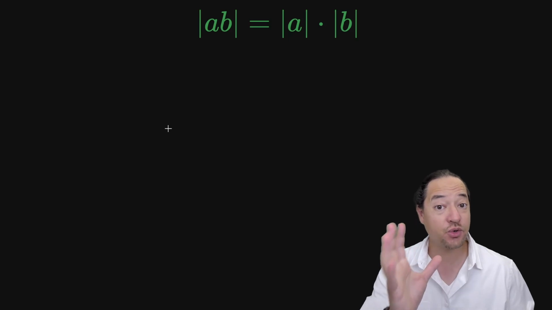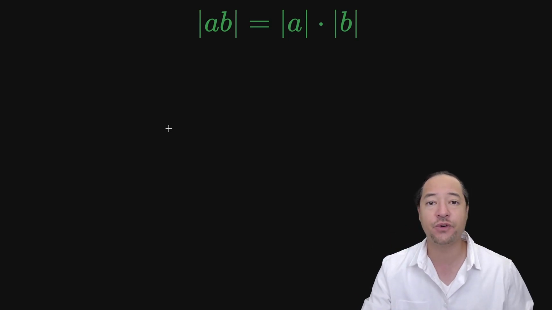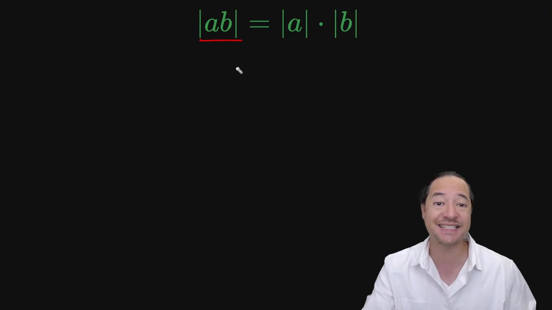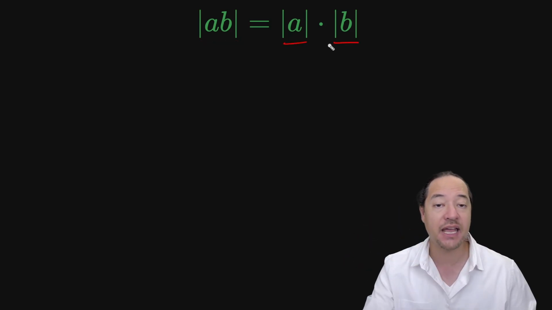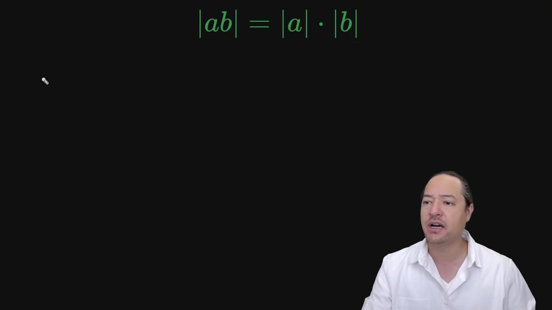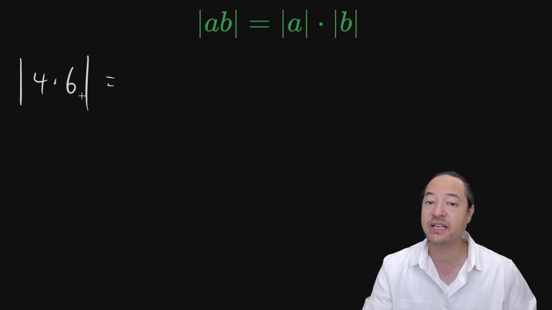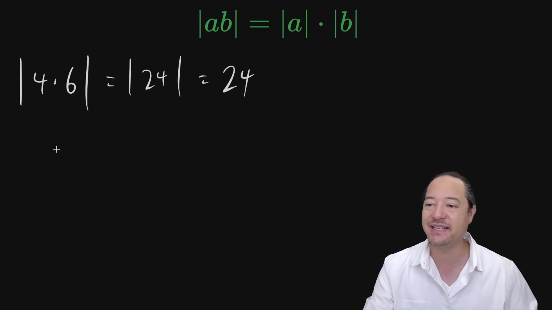Let's look at the next one. So this is like a product rule for absolute value, right? If you take the absolute value of two numbers multiplied together, it's the same as taking the absolute value of them separately and then getting the product of that. Let's take a look at an example. How about 4 times 6? If we do this, we can imagine taking the product first. We would get the absolute value of 24, and that would just be 24. Okay, no big deal there.